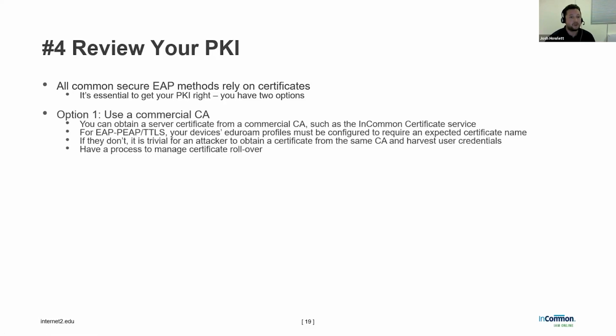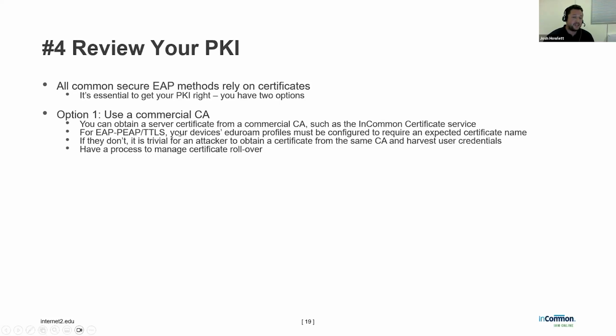There are, broadly speaking, two approaches that you can take with your public key infrastructure. The first, and this is generally speaking the right one for 95% of campuses, is to use a commercial certificate authority, such as the InCommon certificate service. You can just easily obtain an appropriate service certificate from the InCommon certificate service and use it with your Radius server.